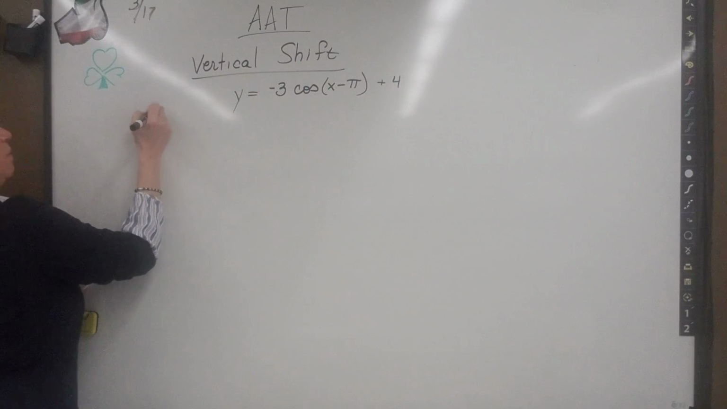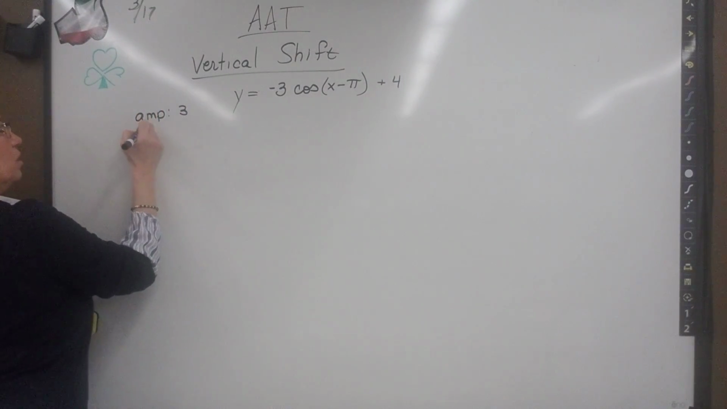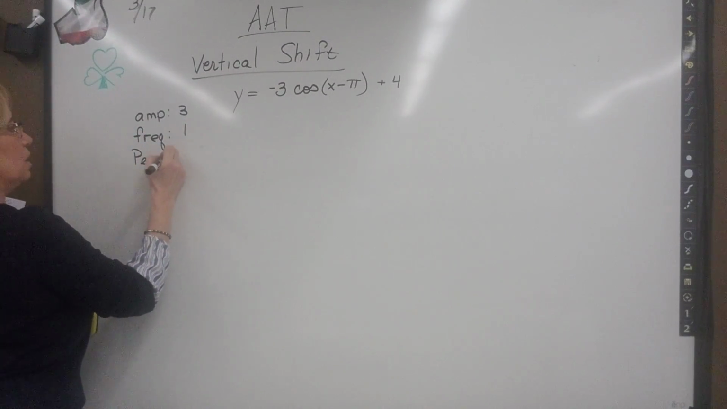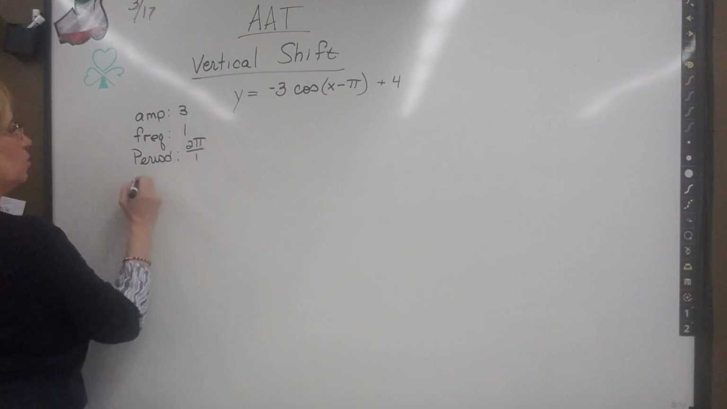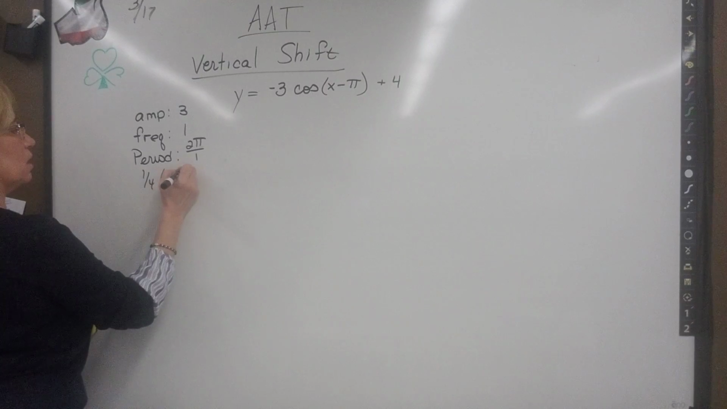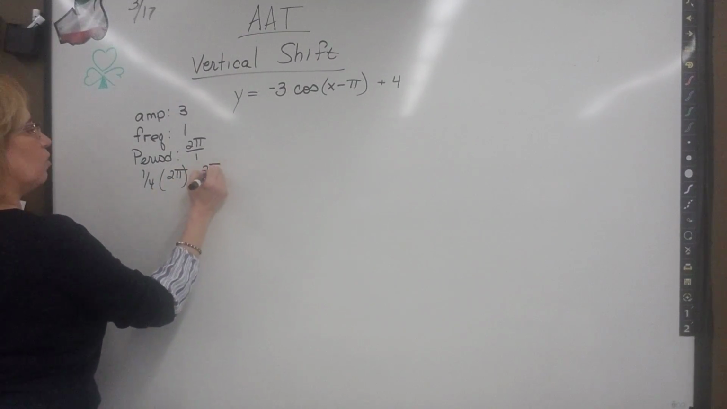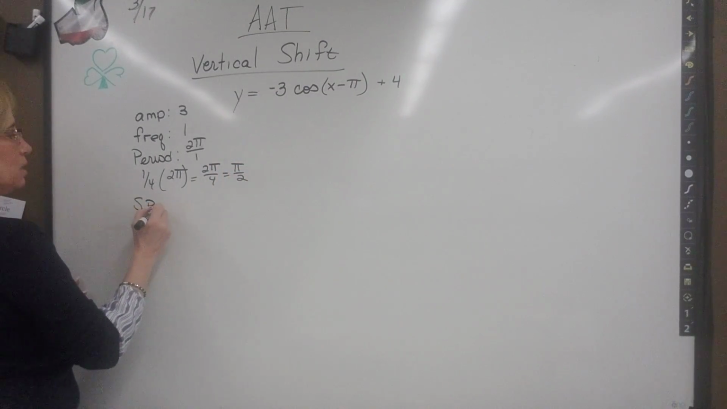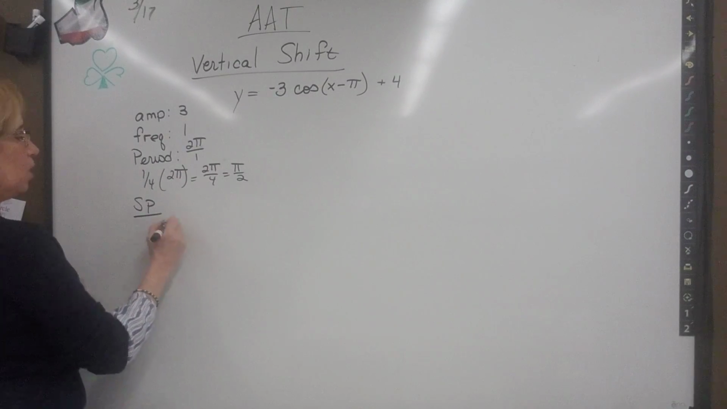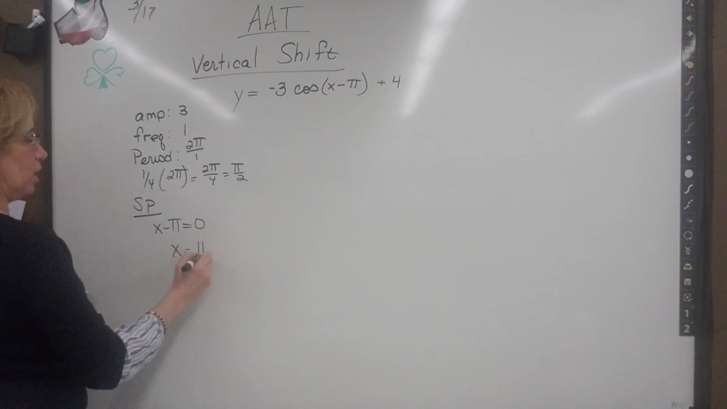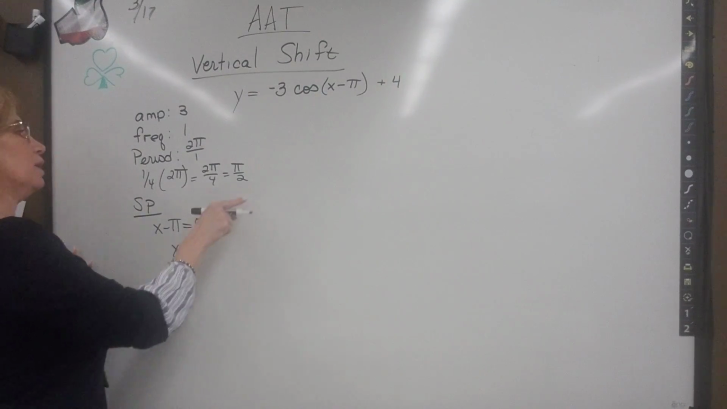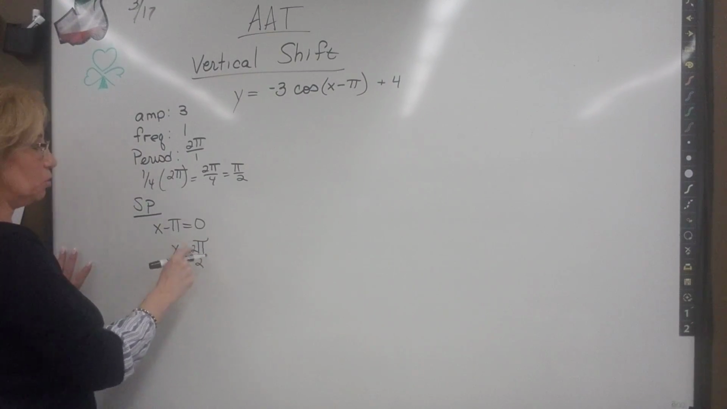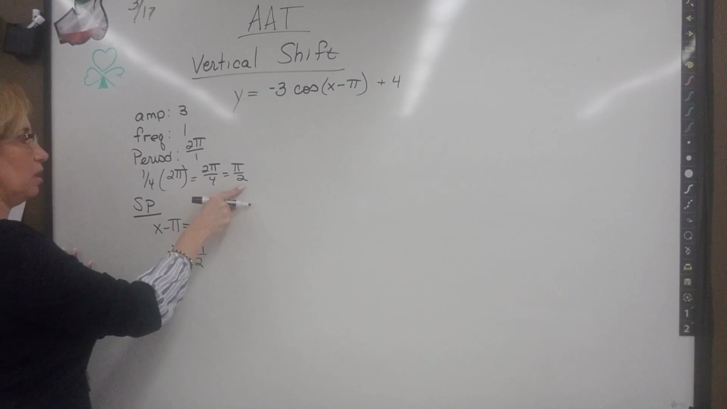So again, amp, 3, frequency is 1, period is 2 pi over 1, 1/4 of the 2 pi is 2 pi over 4. You could reduce that to pi over 2. Don't know if we're going to need to do that. Starting point is x minus pi is 0, x equals pi. So my starting point is 1, and I'm moving by 1/2. To make my life easier, I'll make this 2 over 2, because that actually equals 1, and then I'm able to add with the denominator of 2 to it.